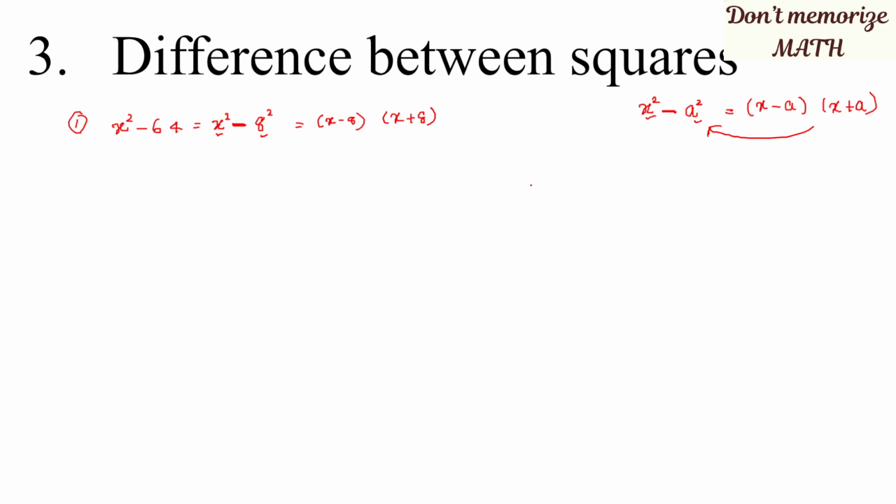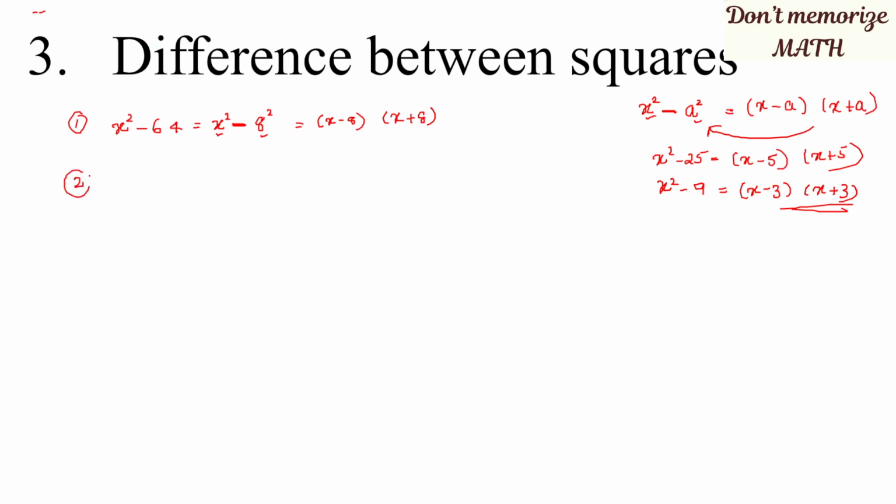Otherwise, directly write. In the same way, if you have x square minus 25, 25 is 5 square, directly factorize: x minus 5 times x plus 5. Like x square minus 9, so 9 is 3 square, so x minus 3 times x plus 3. So this is the easiest factorization. We will discuss the second type from difference between squares.